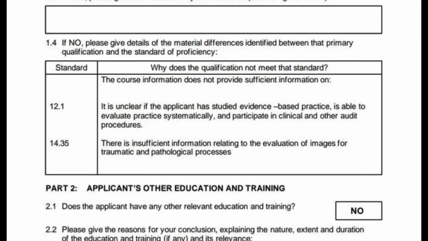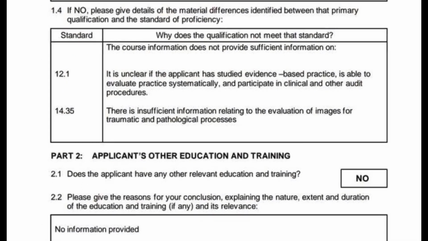You'll see they've mentioned the course information does not provide sufficient information, or it is unclear if the applicant has studied evidence-based practice, is able to evaluate practice systematically, and participate in clinical and other audit procedures. There is insufficient information related to the evaluation of images for traumatic and pathological processes. As I have told you before, you have to be very cautious while completing your course information form. The course information form should have as many details as possible so that the assessor knows that you have done these things. Also, in the new course information form, they have an evidence-based practice section, so make sure you state what evidence-based practice you have done and what you learned from that.